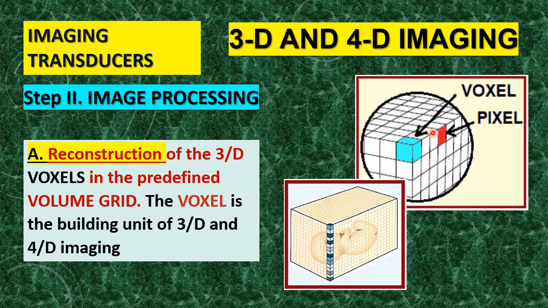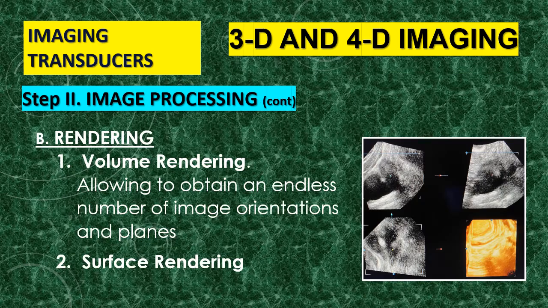So what happened here? This is the volume grid, like this. Inside it, when all the voxels are finished, I will get the virtual volume that's been set inside this predefined grid. So there is a predefined volume grid made of voxels. These voxels will be filled by the data acquired by 3D sweeping. Okay, so we finished the reconstruction.